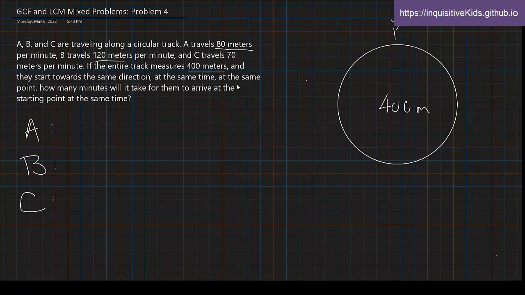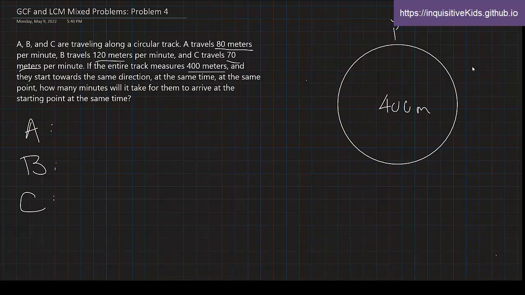So, if you think about it, once these three people start running in the same direction, the fastest person is going to be in the lead, right? And the slowest person is going to be trailing behind. So basically, we're trying to find a time for them to meet at that point. So if they're going to meet at that point, they're going to run certain multiples of 400.